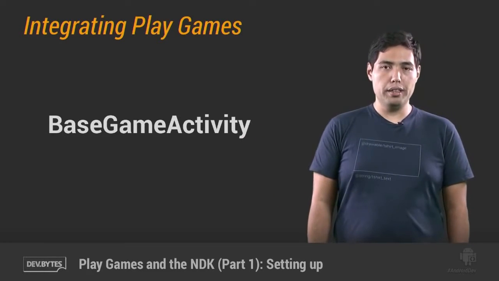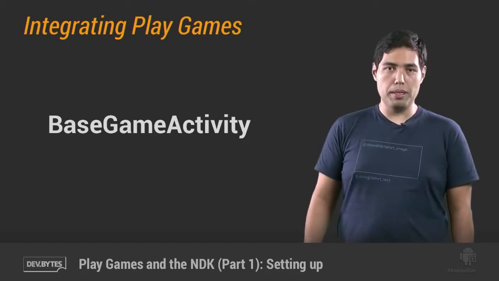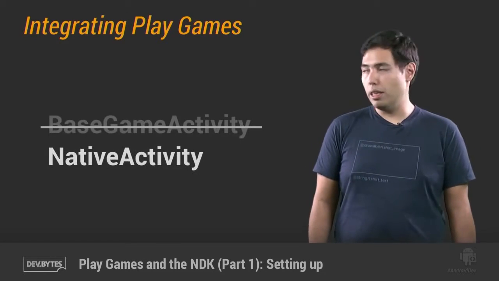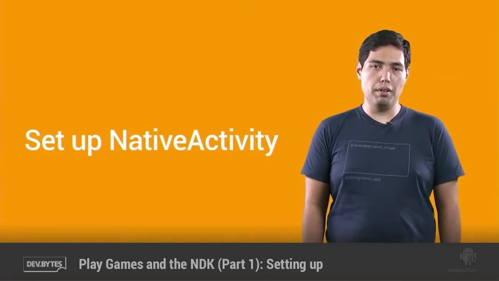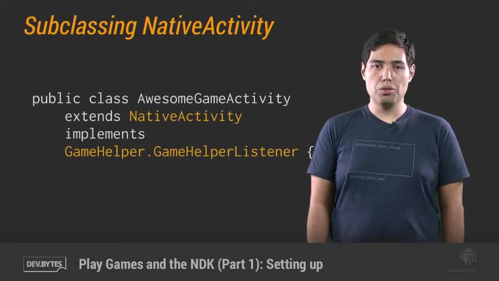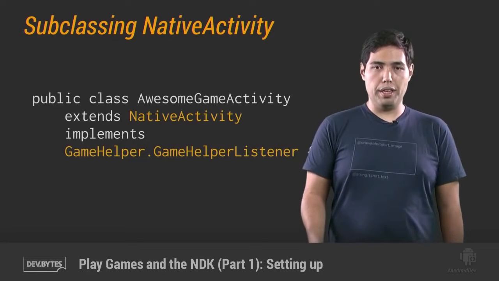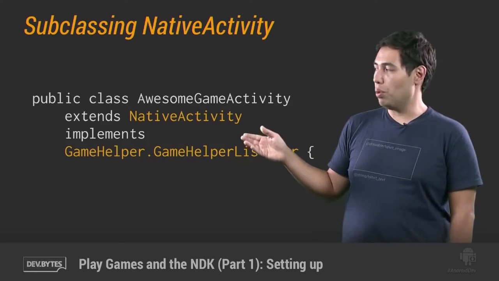Now, of course, if you're writing a native game, as you know, you can't subclass base game activity. Why? Because you have to use native activity for a native game. So we're going to talk about how to set up native activity to do exactly that. So first of all, you don't have to use native activity as it is. You can actually subclass it. So this is what we do here.